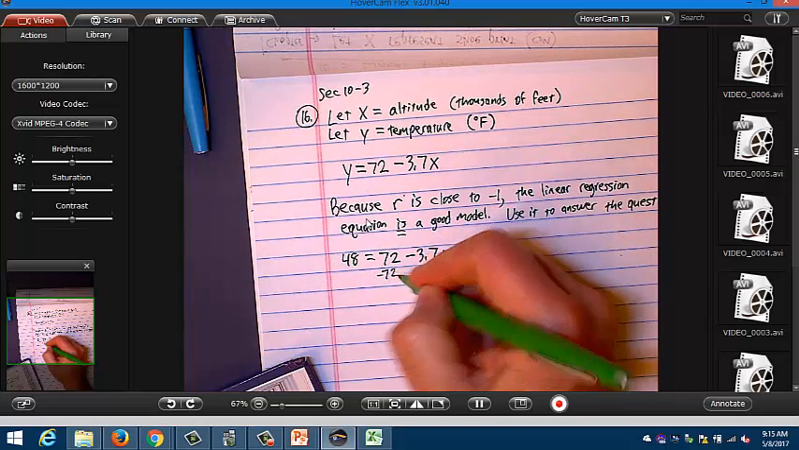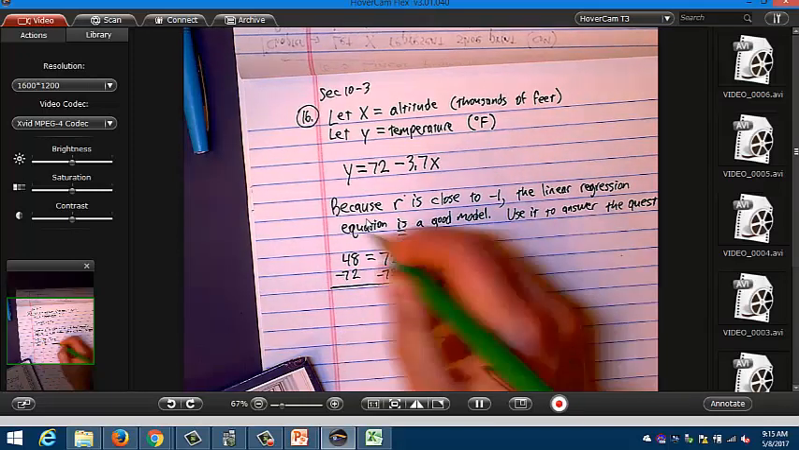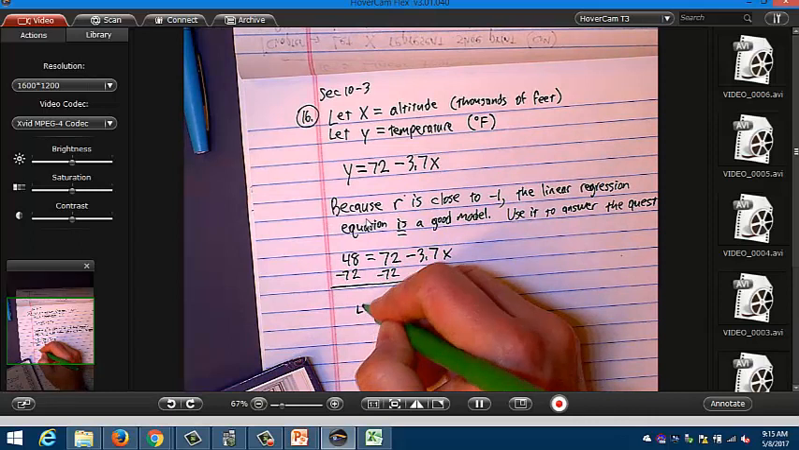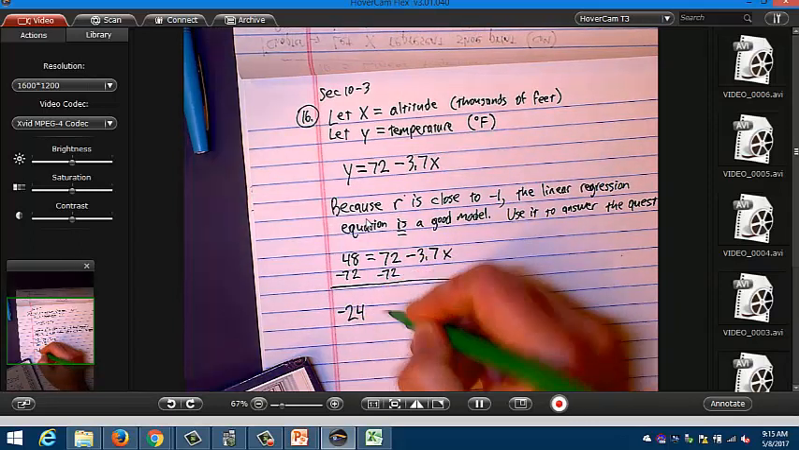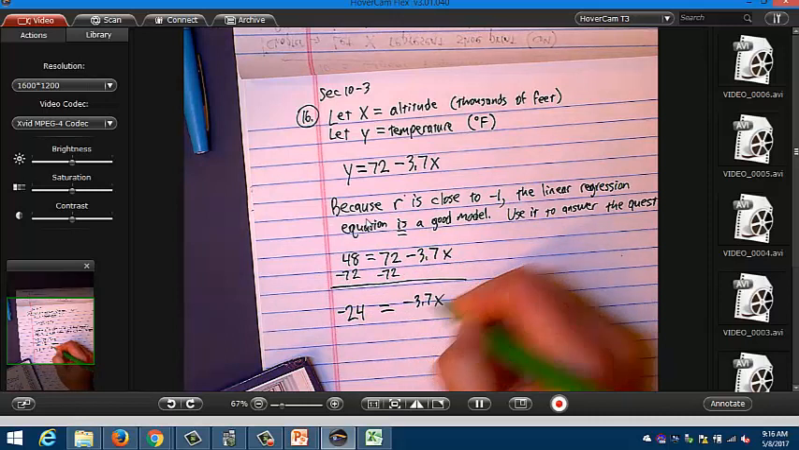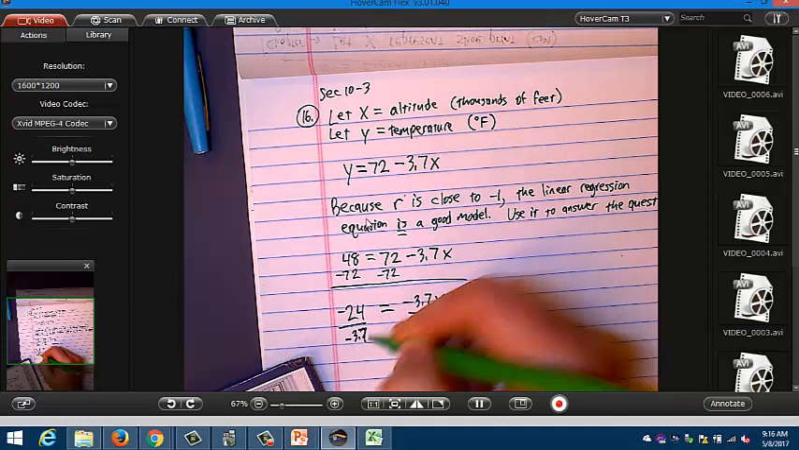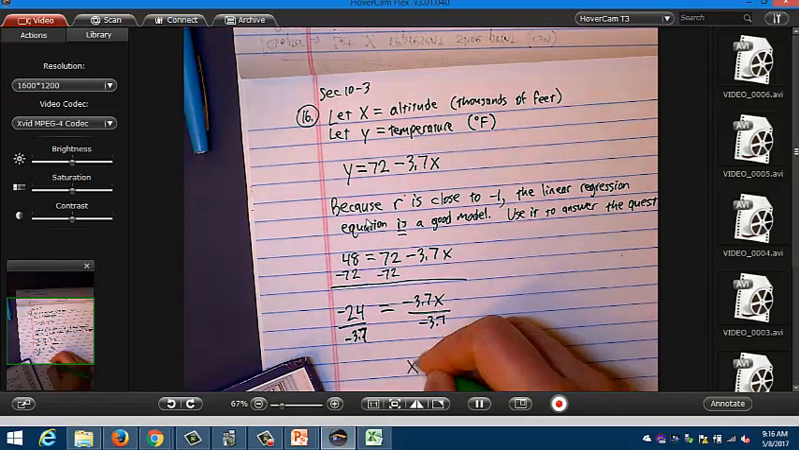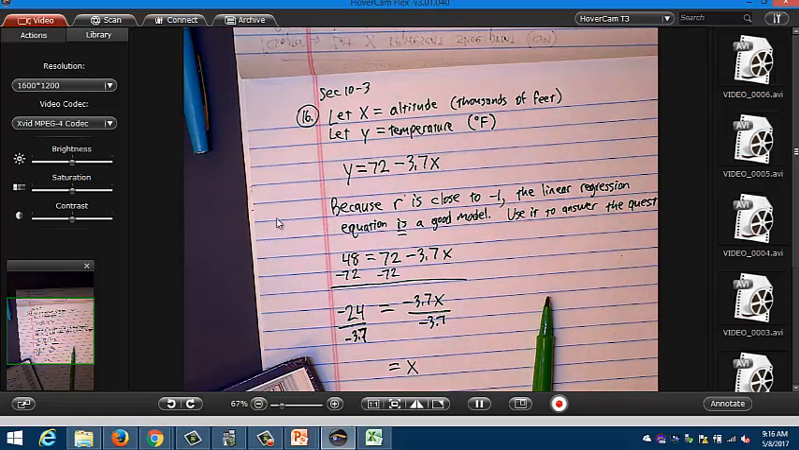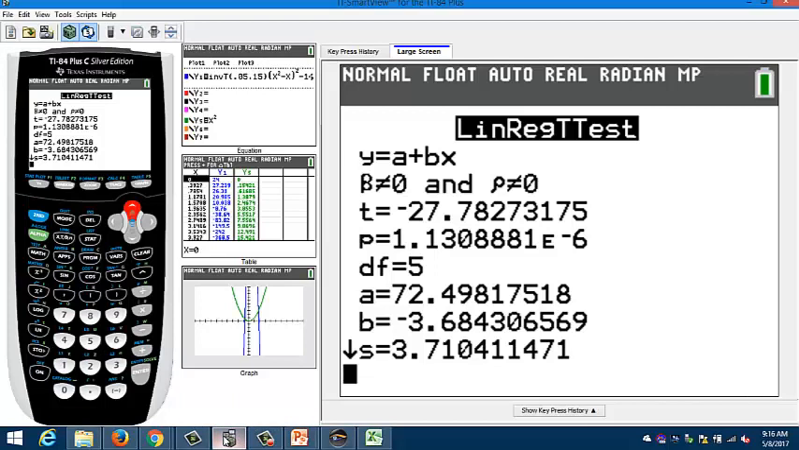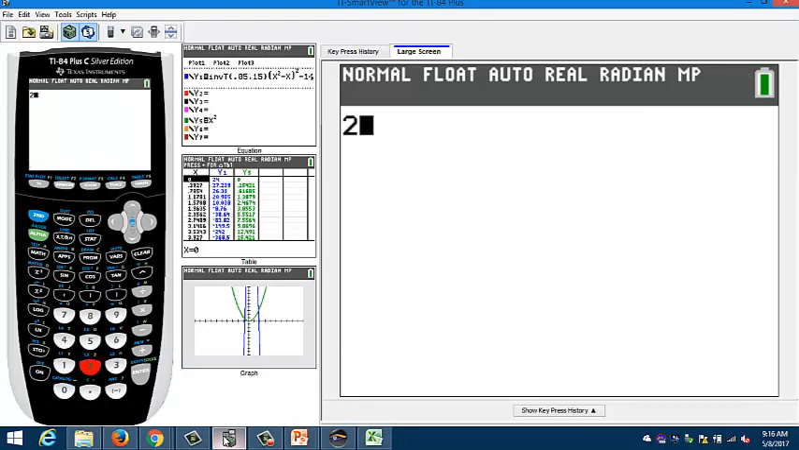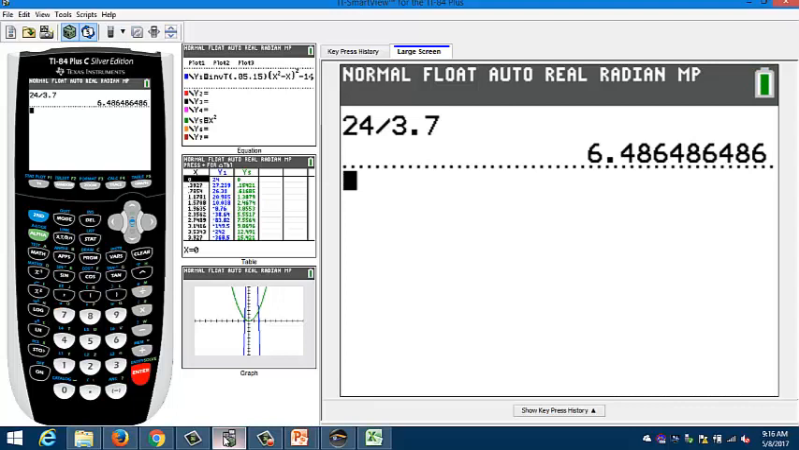And if I just finish up here, I have to do a little bit of algebra at this point, right? So I get negative 24 is equal to negative 3.7x, and I'll divide by negative 3.7 on both sides. And I'll get x. So I guess I have to do 24 divided by 3.7. Let's see. Something seems wrong here.